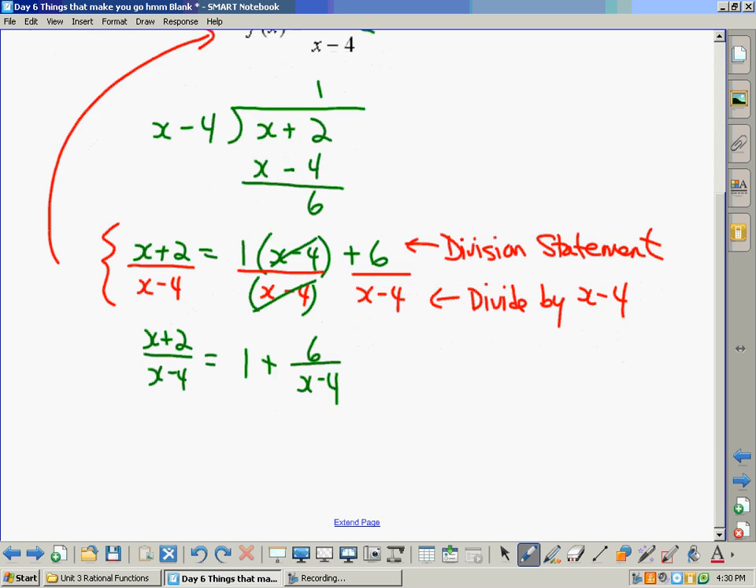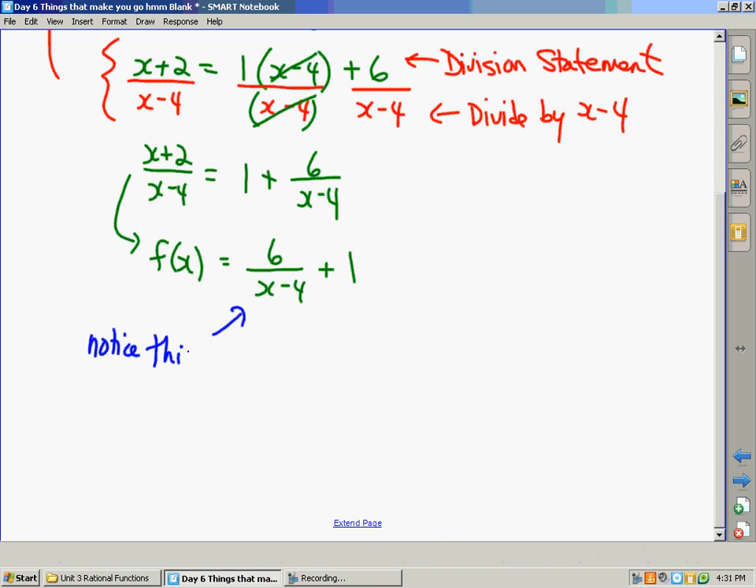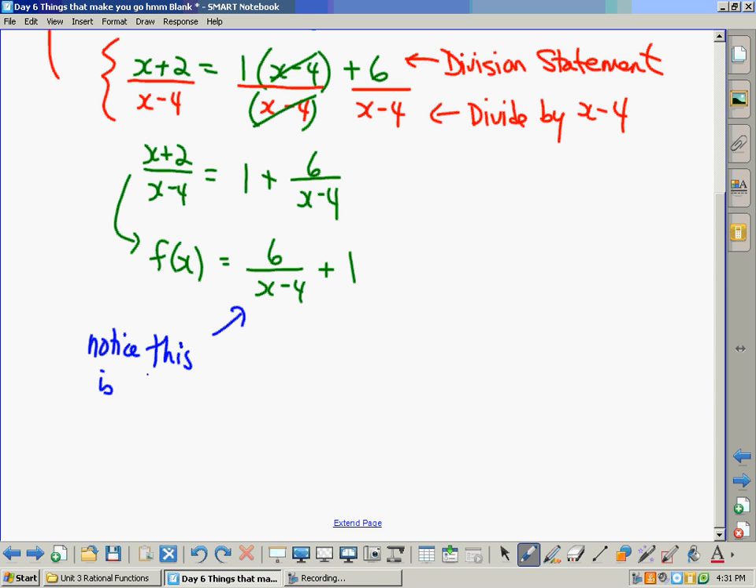That may not seem like anything, but I'm just going to call this f of x now because I'm left with the same function that I'm dealing with. I'm going to write it like this, 6 over x minus 4 plus 1. Well, you know what? I could have asked you this question on our very first test of the year. Try and sketch this. First thing you'd have to do is identify the function. Well, notice this is 1 over x with a whole bunch of stuff done to it.